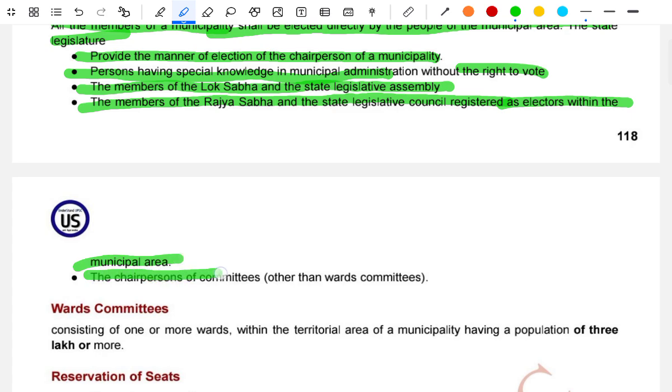The chairpersons of the committees. Ward committees, consisting of one or more wards, shall be constituted within the territorial area of a municipality having a population of 3 lakh or more.